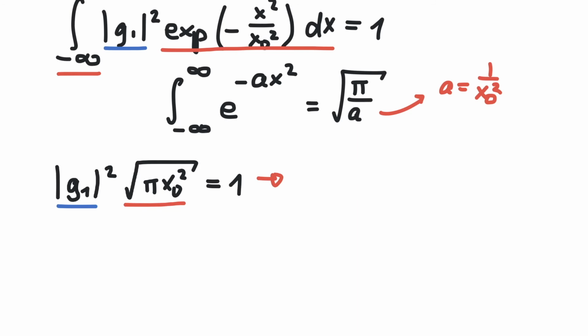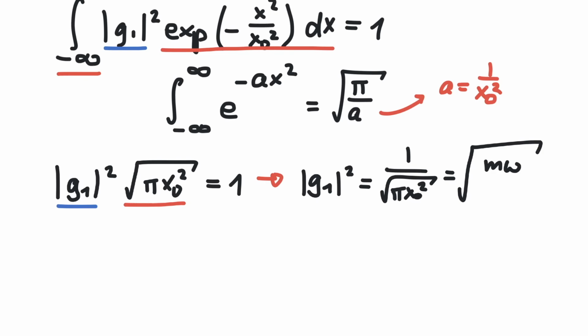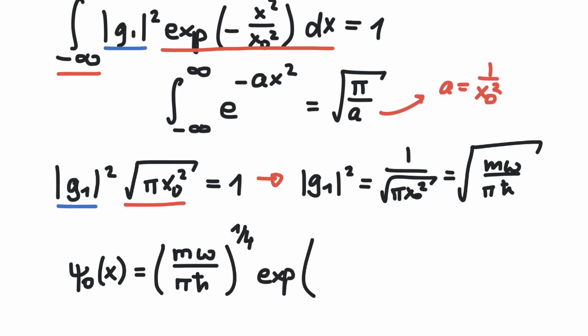Finally, we have the result for g1. g1 squared is given by 1 over the square root of π times x0 squared, and using the definition of x0, we can write this as the square root of mω divided by πħ. So now finally we have the final result for our ground state in position space. And the function itself looks like this.